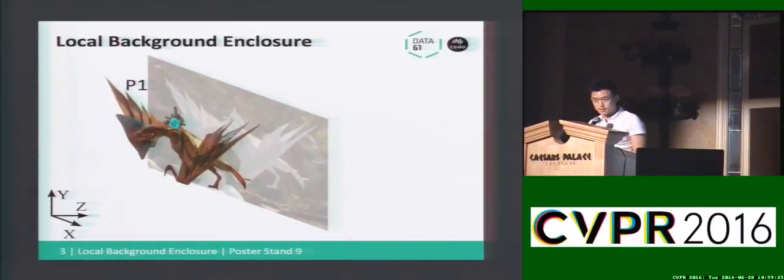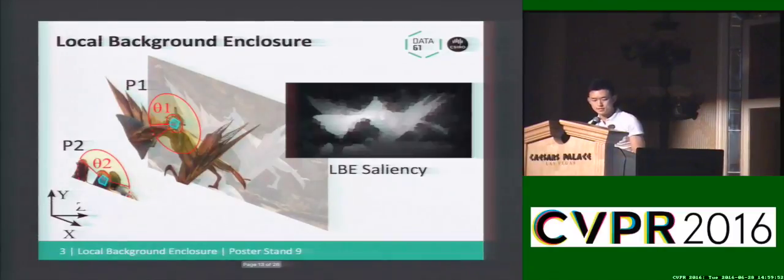We propose a new way of measuring saliency called local background enclosure, which aims to measure the degree to which a candidate patch is enclosed by its local background set. The local background set is defined as a set of patches within a radius having greater depth than the candidate patch. In this example, P1 has a higher saliency than P2 because it's in front of its surroundings for a larger number of directions and thus is more enclosed by its local background set. And this is what the enclosure saliency map looks like, where we correctly identify the foreground structure in this image.